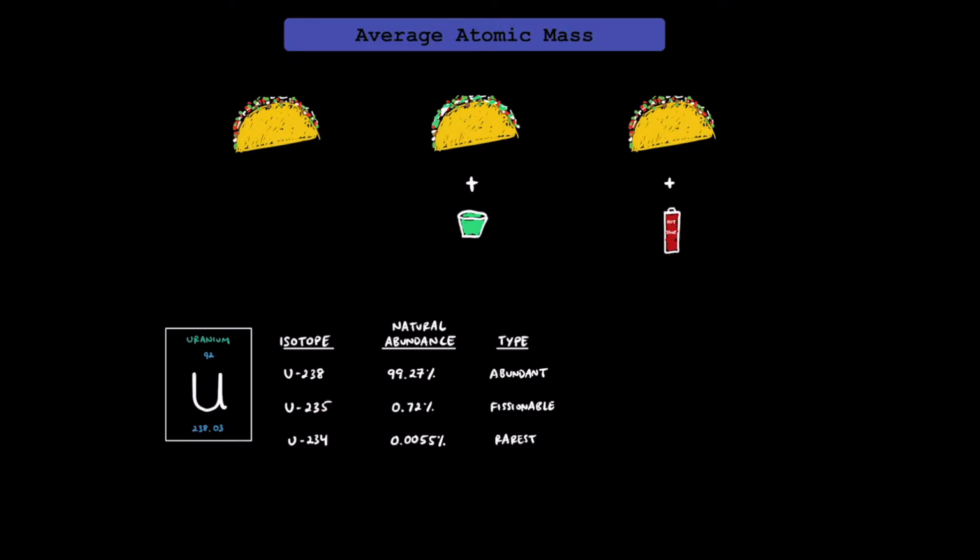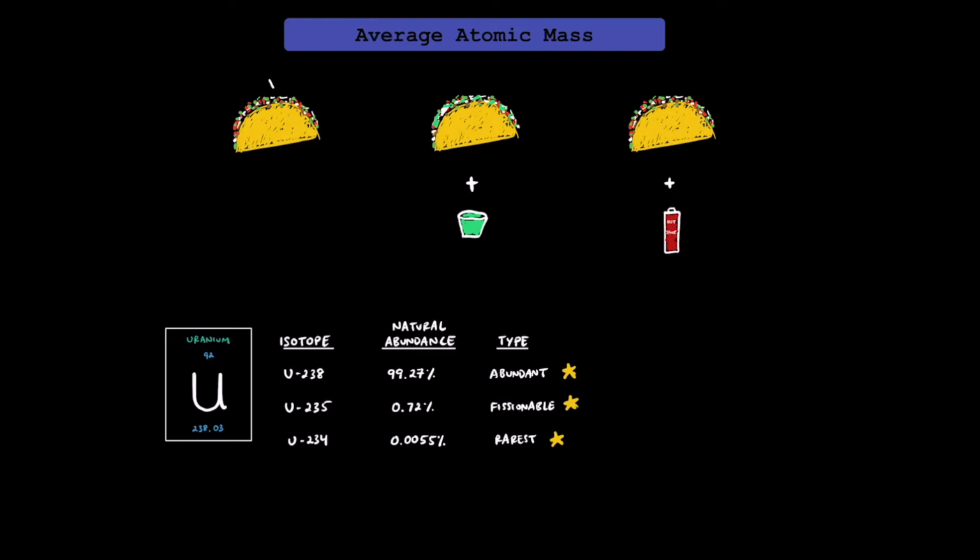For the sake of this video, try to think of uranium as our tacos. While there's a general element uranium, there's actually some different types that make it up. These different types are called isotopes. We have uranium-238, uranium-235, and uranium-234. These 3 different versions of uranium are kind of like our 3 different types of tacos. While uranium-238 is the most abundant and the most common, we still have uranium-235 and 234.